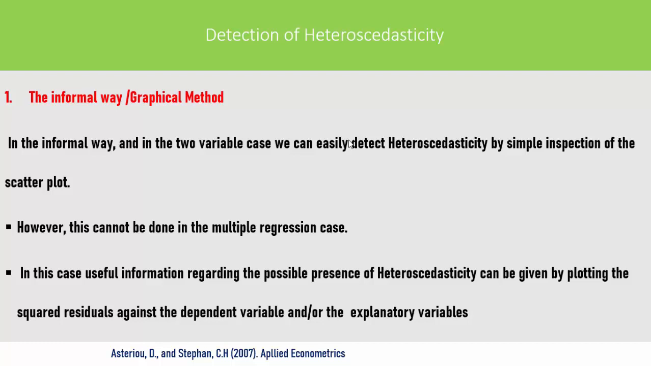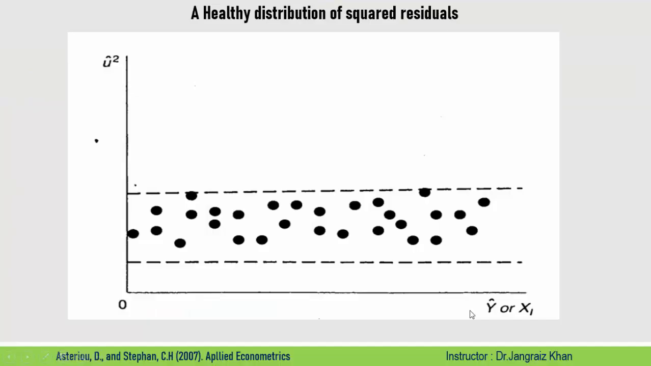There are different methods to detect heteroskedasticity, out of which the first method is the informal or graphical method. In the two variable case, we can easily detect heteroskedasticity by simple inspection of the scatter plot. However, this cannot be done in a multiple regression. In this case, useful information regarding the possible presence of heteroskedasticity can be given by plotting the squared residuals against the dependent variable or the explanatory variable.